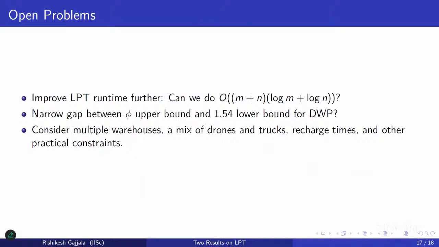Okay, if there are no more questions, then let's thank the speaker again.